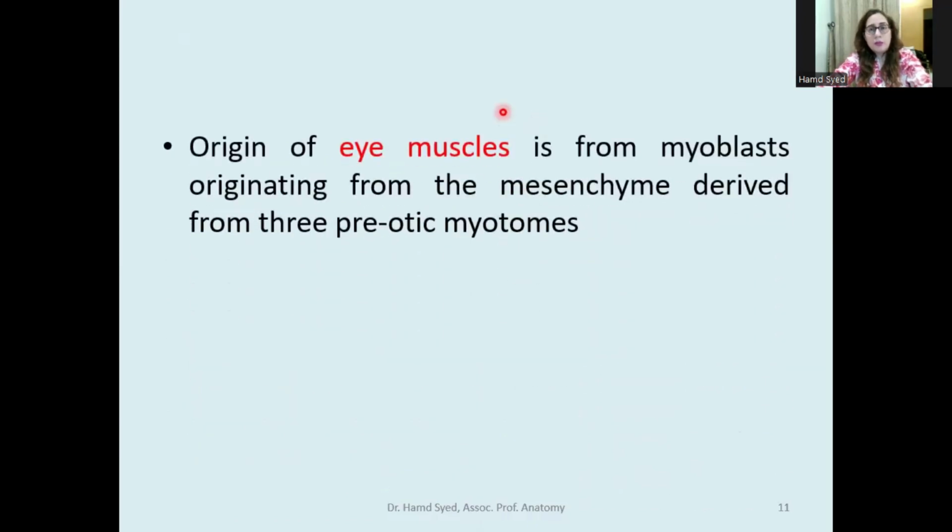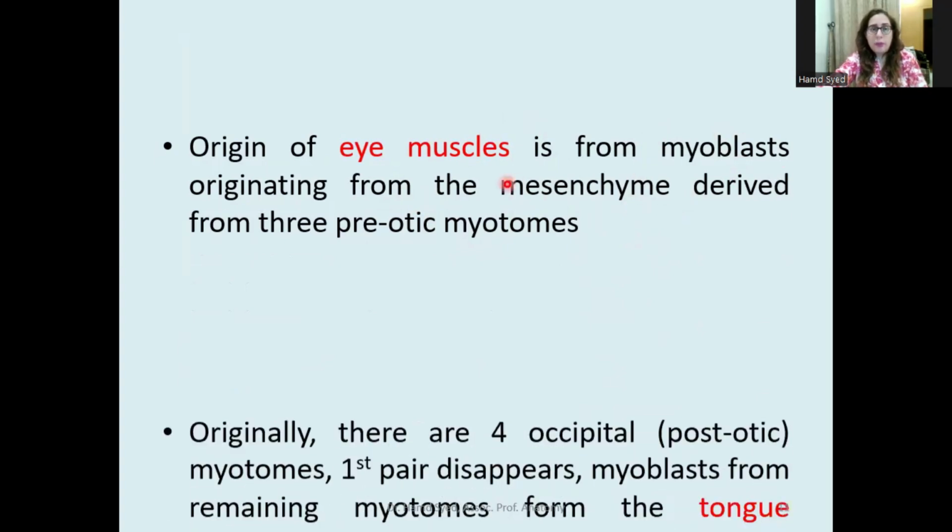Then the eye muscles are derived from the myoblasts, which originate from the mesenchyme derived from three pre-otic myotomes. Now, pre-otic means they're anterior to the area of the developing ear, that is the otic region, and they are going to form the muscles of the eye.